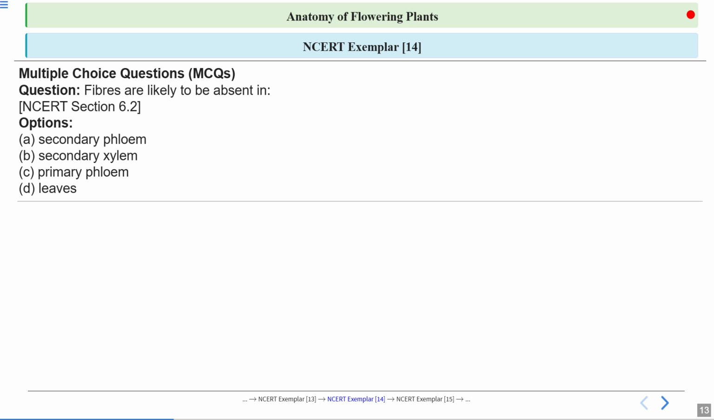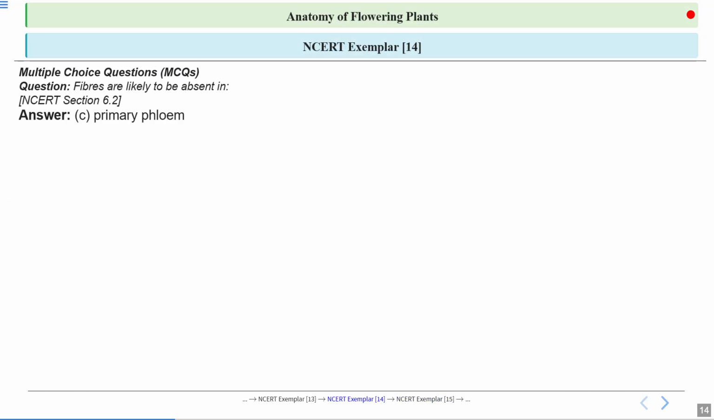Let us see the correct answer. So option C is showing primary phloem. So fibers are likely to be absent in primary phloem. Let us have a thinking process for this particular question. Leaves have cells adapted for photosynthesis. Leaves possess the mesophyll, and mesophyll cells have a lot of chloroplasts in them. So they are meant for the process of photosynthesis.